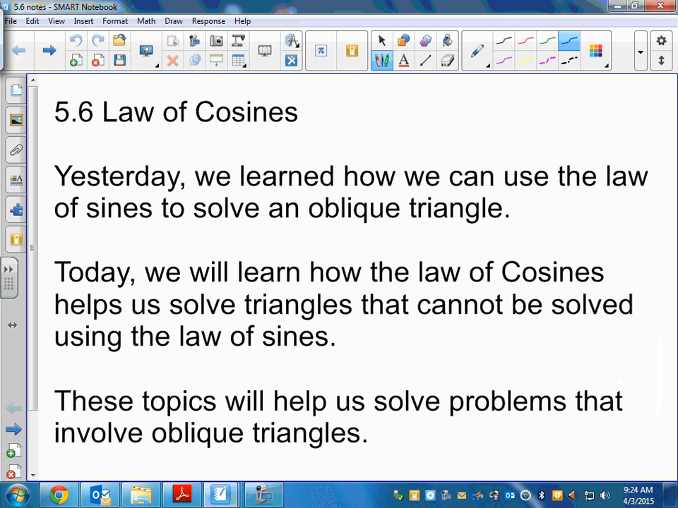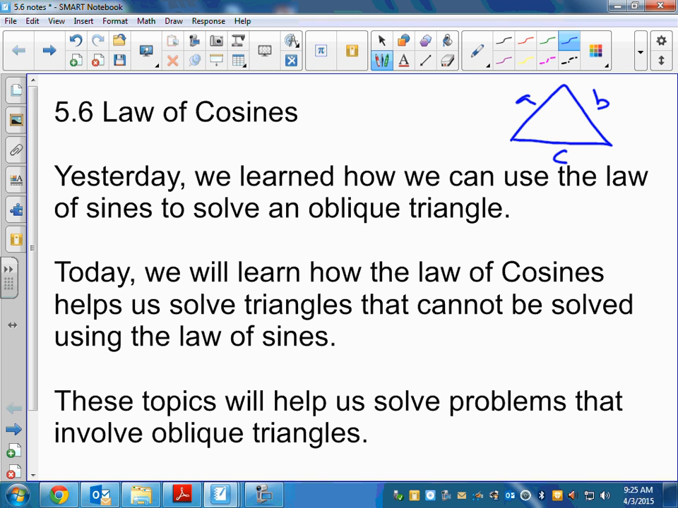Law of cosines is just another way to solve oblique triangles. There are some times that you can't use law of sines. Like, what if they only gave you the three sides of a triangle? Can you use law of cosines for that? Yeah. Law of sines? No. You can't use law of sines if you don't have one angle and the side across from it.